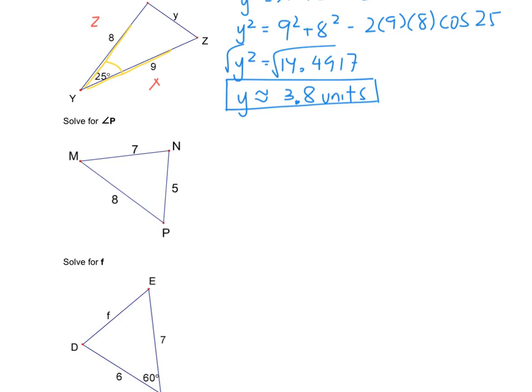I have all 3 sides, no angles, so right away I'm thinking cosine law. And now I am looking for angle P. So I'm going to label my sides. Side P, side M, side N.